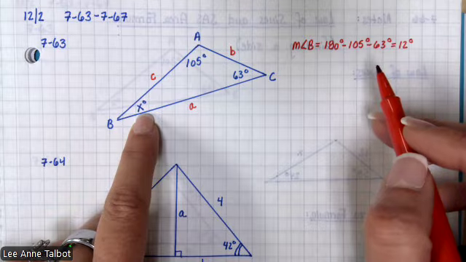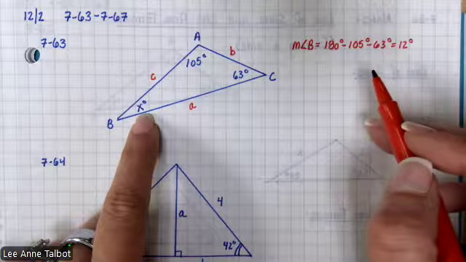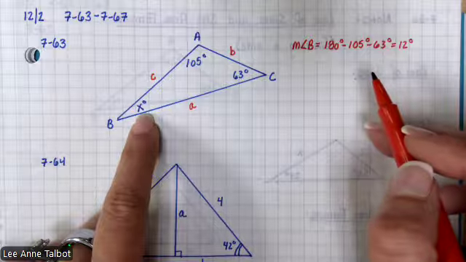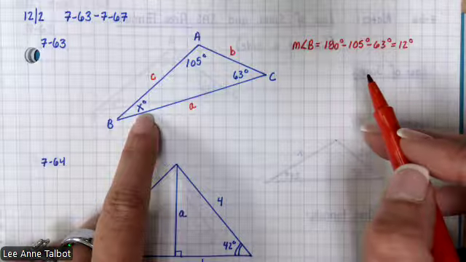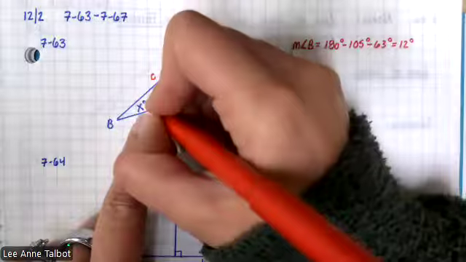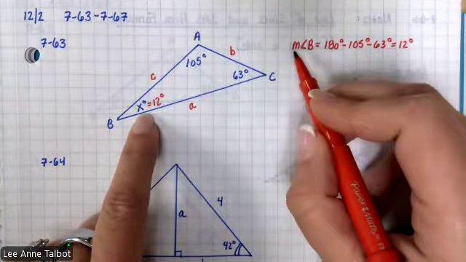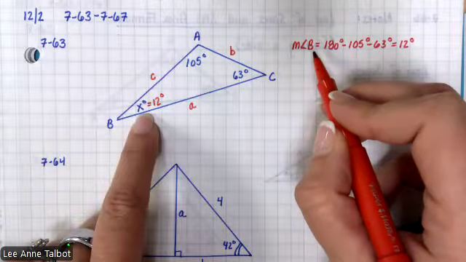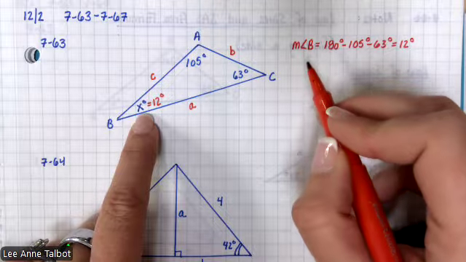I like to use that as a big one. What else did you do? 105 plus 62, which is 163, and minus 3. That's perfect. It's the same thing. This is measure of angle B. It means the degrees of angle B.